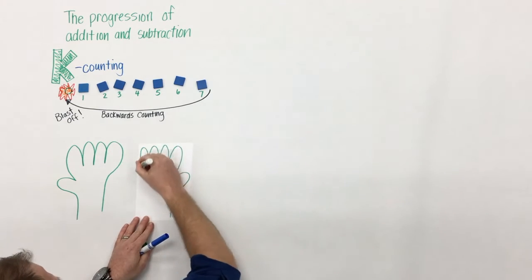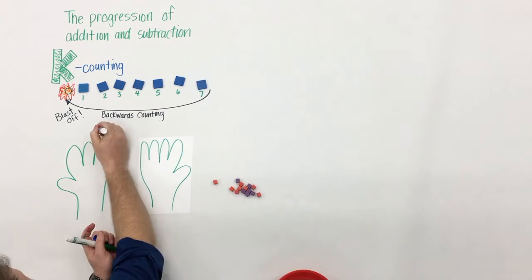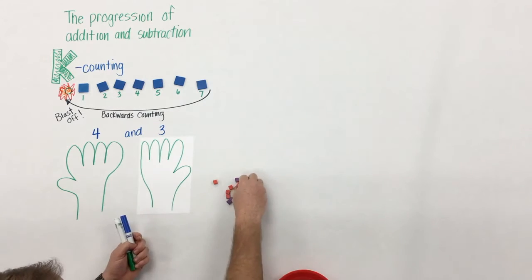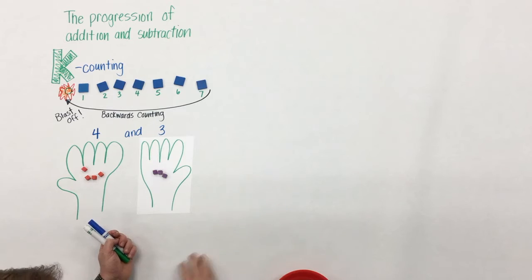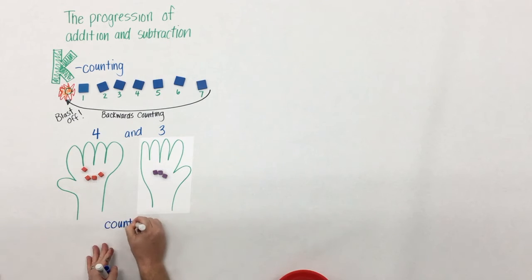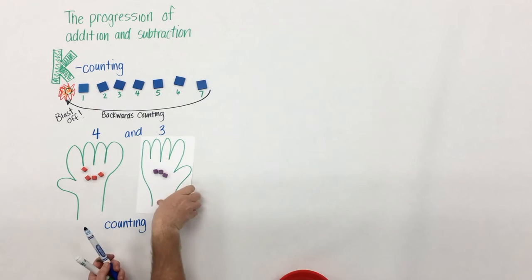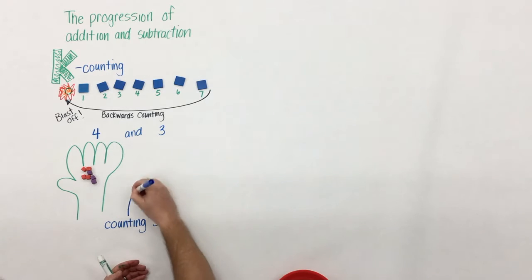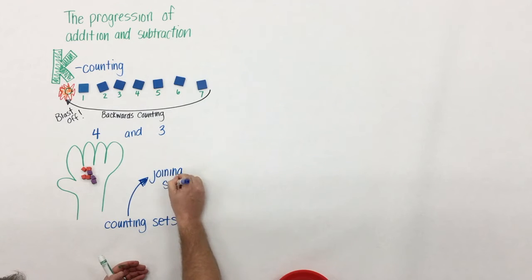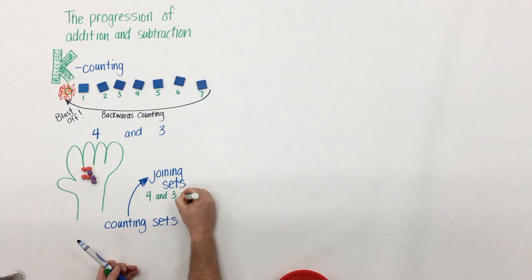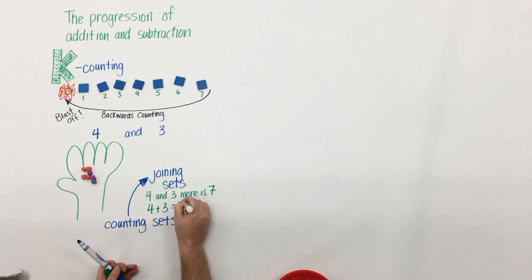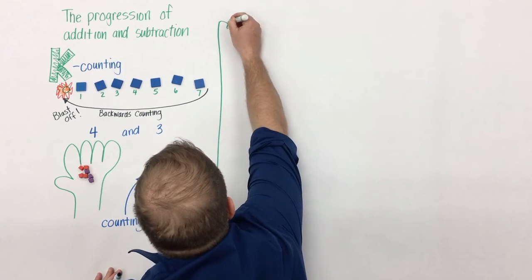As students work on counting, they begin to count sets. So here, a student will have 4 in one hand, 3 in another hand, and they're not able to put those two sets together. There'll always be a set of 4 and a set of 3. Then as students move from counting sets to joining sets, they're able to combine the 4 and 3. So 4 and 3 more is 7, or 4 plus 3 is 7.